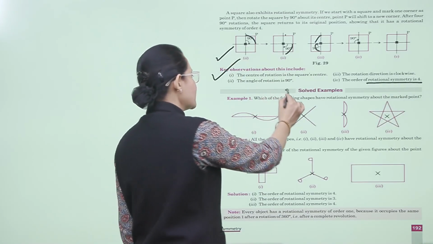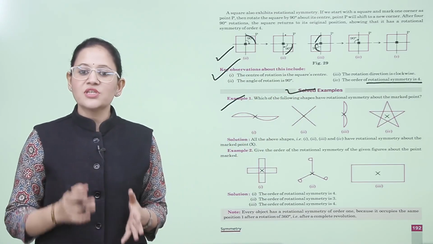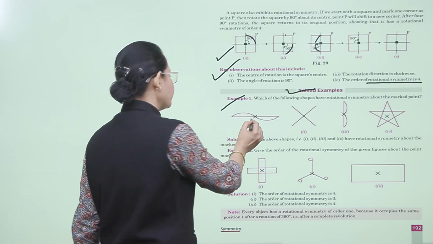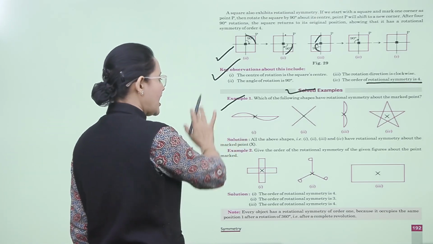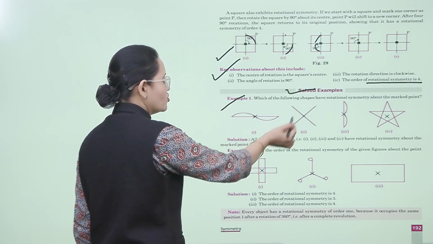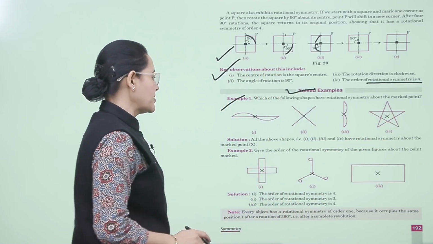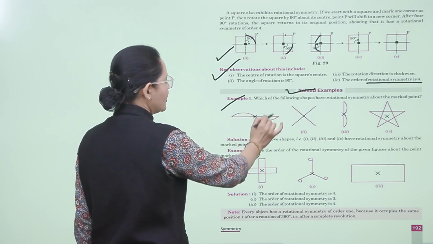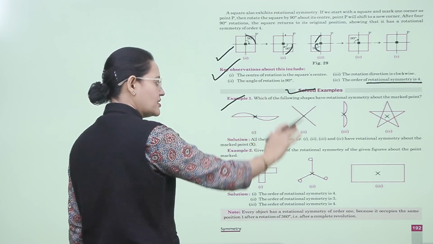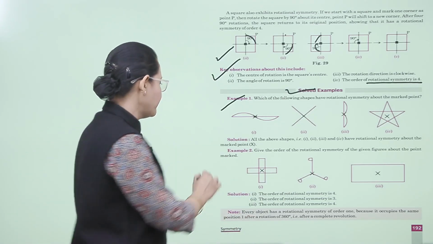Now we'll take some examples. Which of the following shapes has rotational symmetry about the marked point? So this is the marked point. All the above shapes, 1, 2, 3 and 4, have rotational symmetry about the marked point. If we rotate it around this point, it will look the same as the original one. Clear? Next example.